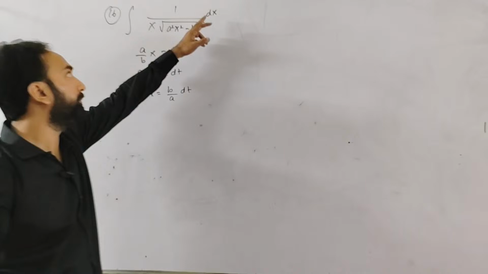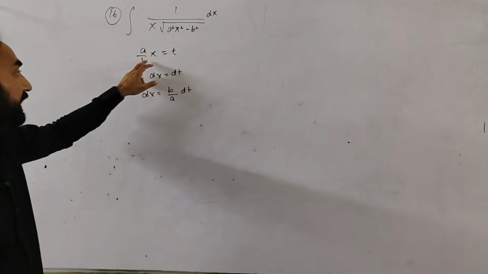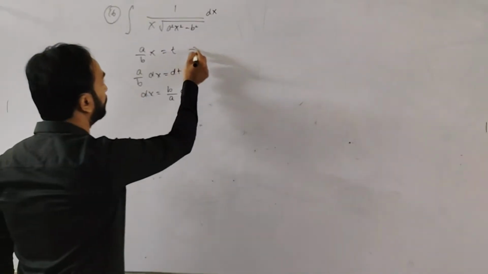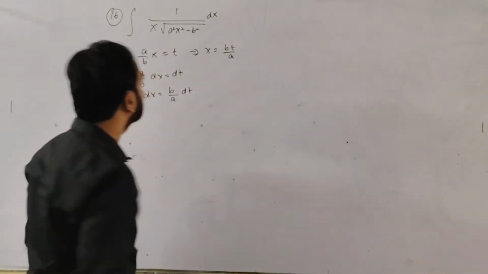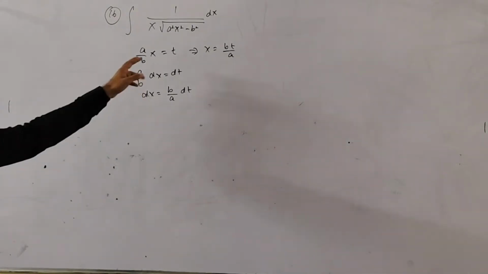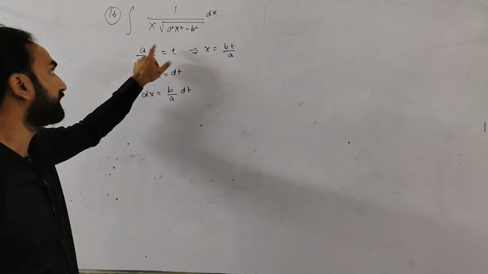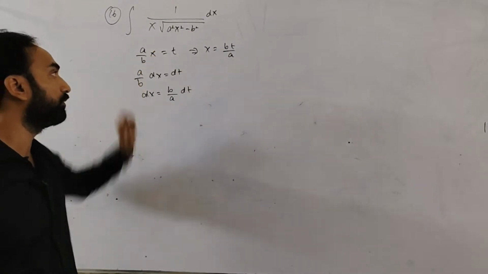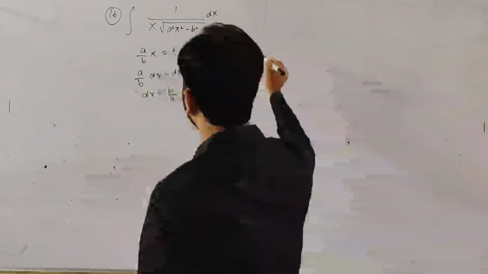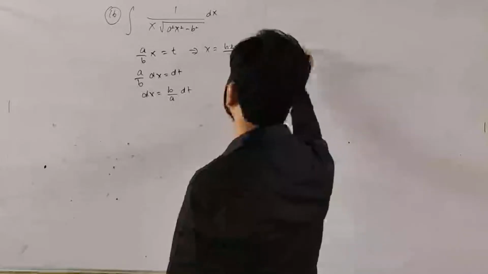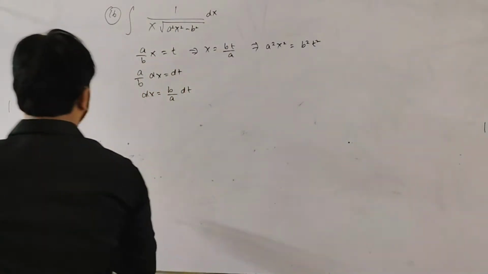Now this dx can be replaced by b by a dt, and x can be written as bt upon a. Correct? Similarly, if I want to change a square x square, it is basically b square t square, because a will go. So I can write a square x square as b square t square. Correct?